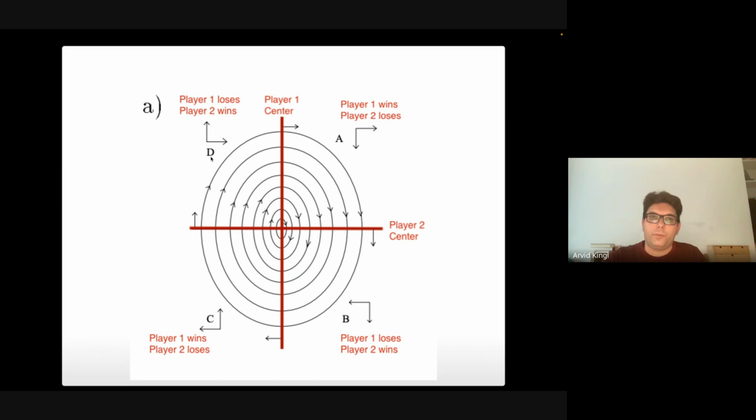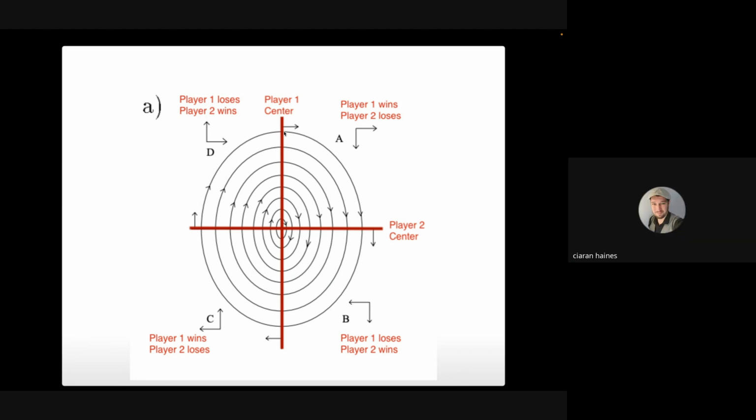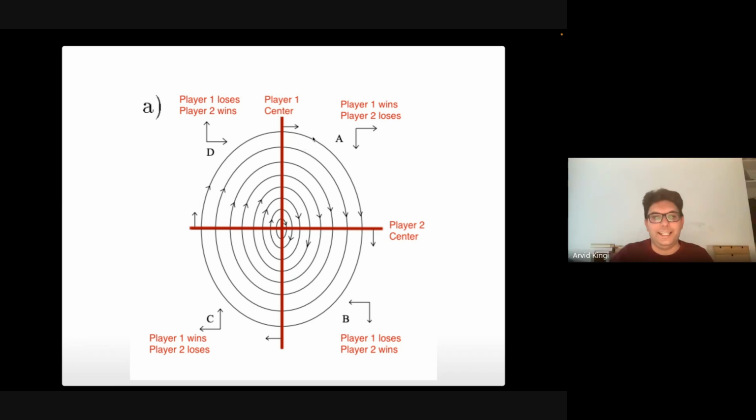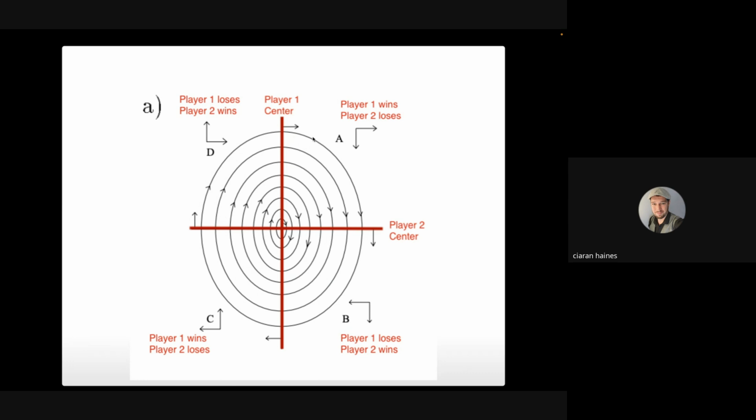And the same is true for player 2. If player 2 is winning up here, then he's moving away from his center, which is the red line. But in this case, player 1, because he is losing, is moving closer to his center. Do you see? Yeah, that makes much more sense. I was confused about the flip over when the player starts to lose. That's the bit that was missing.